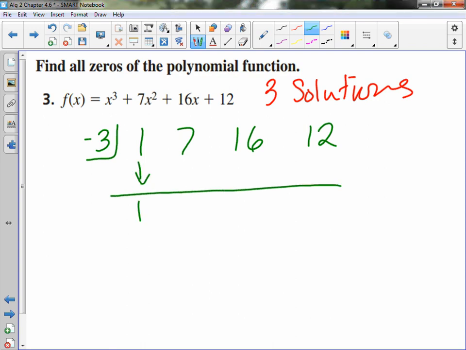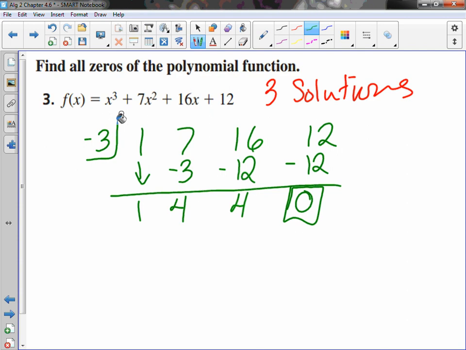Drop the 1. Negative 3 times 1 is negative 3. 7 plus negative 3 is 4. Negative 3 times 4 is negative 12. 16 plus negative 12 is 4. Negative 3 times 4 is negative 12, and we get 0. Yes? Questions on this here?